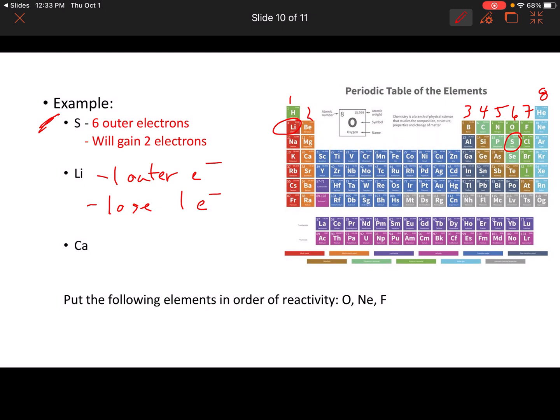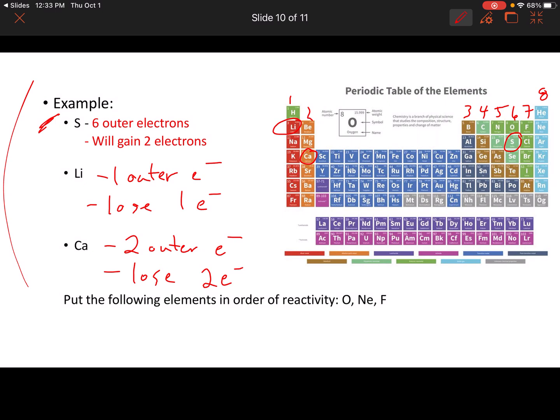Next, we're going to find calcium here. And again, here we've got 2 outer electrons. And what's it going to do? It is going to lose 2 electrons. Good, so hopefully those were easy for you, because this is what your assignment is based on, these concepts here. But we're going to do this last little bit here.